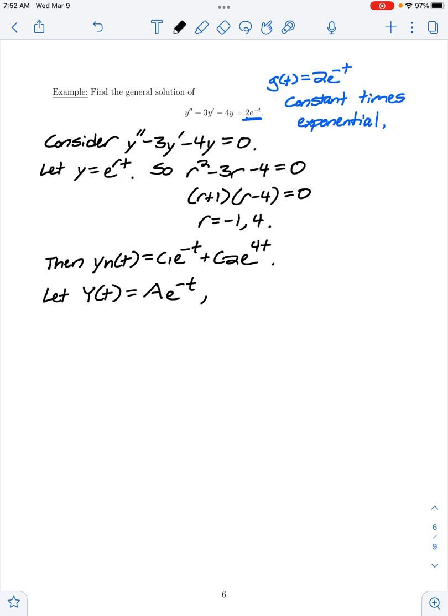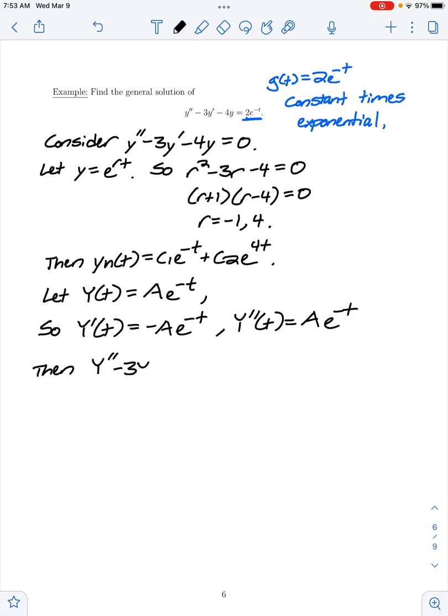If we were to find our first derivative, we would have a negative a e to the negative t, and our second derivative would be a positive a e to the negative t. So substituting these expressions into the non-homogeneous equation, we would be looking for y double prime minus 3y prime minus 4y. And we need this to equal 2e to the negative t.